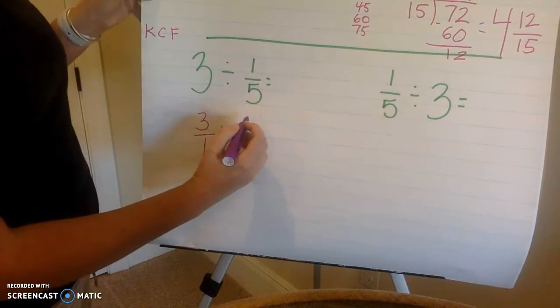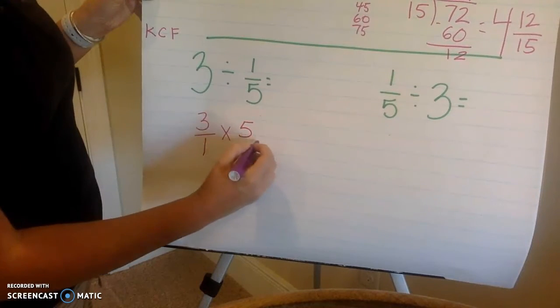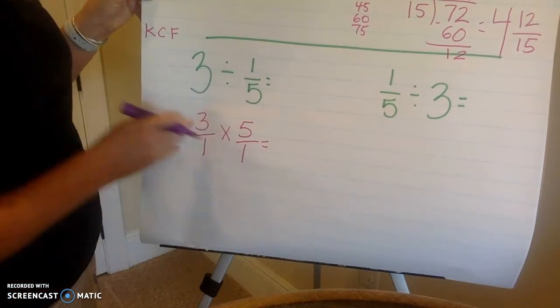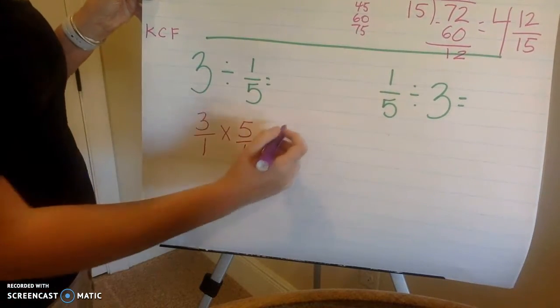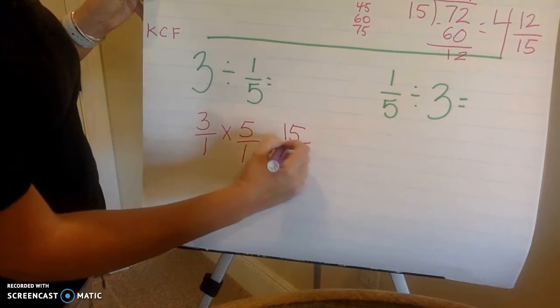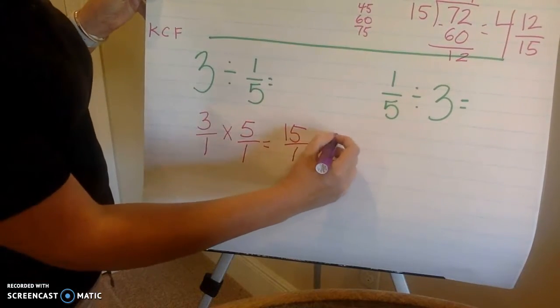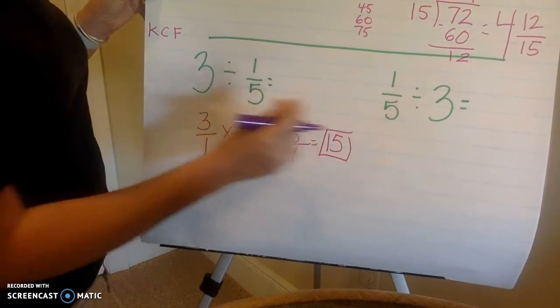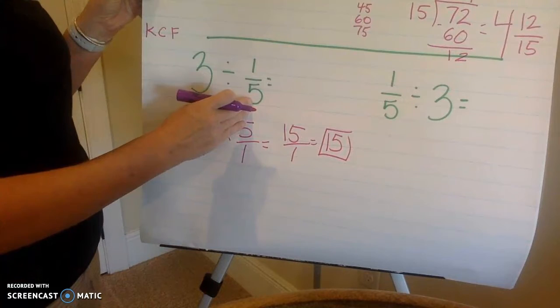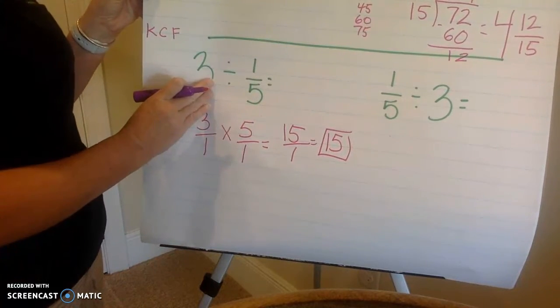So 1/5 now becomes 5/1, and I'm just multiplying this straight across, giving me 15/1, which equals 15. So there are 15 1/5 pieces in 3 wholes.